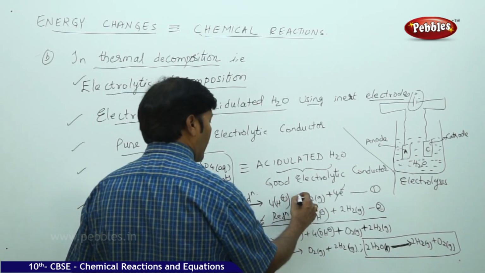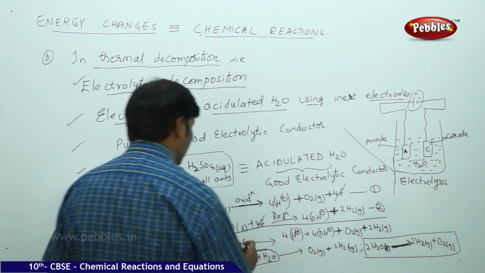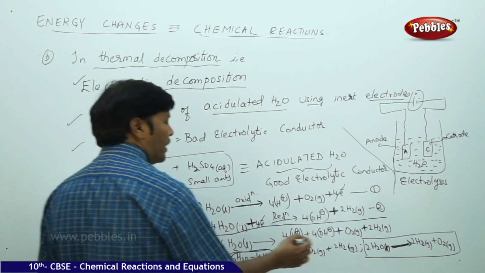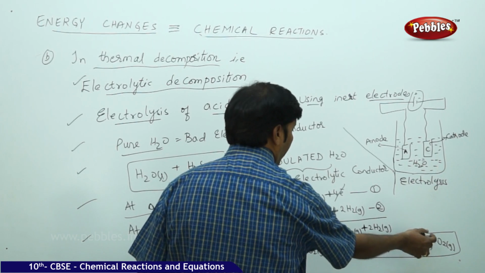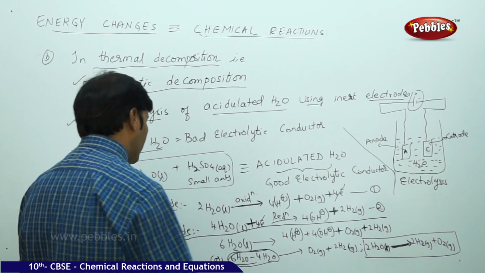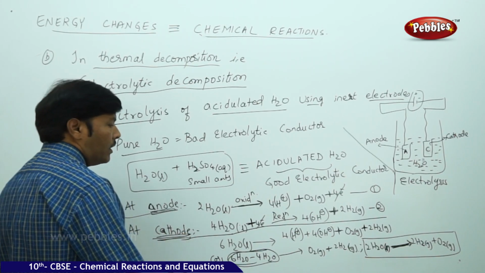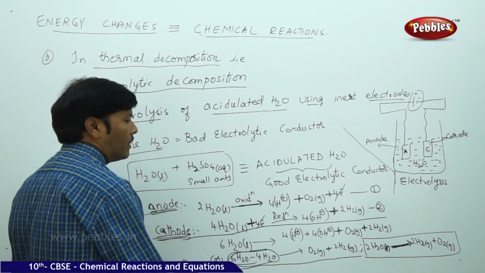Here I am marking all the separations very clearly with a positive sign, no confusion. It's a very important reaction wherein we finally get the electrolytically decomposed water molecules giving 2 moles of hydrogen gas and 1 mole of oxygen gas. These are the anodic reactions, these are the cathodic reactions, and this is the net equation which you have to understand.